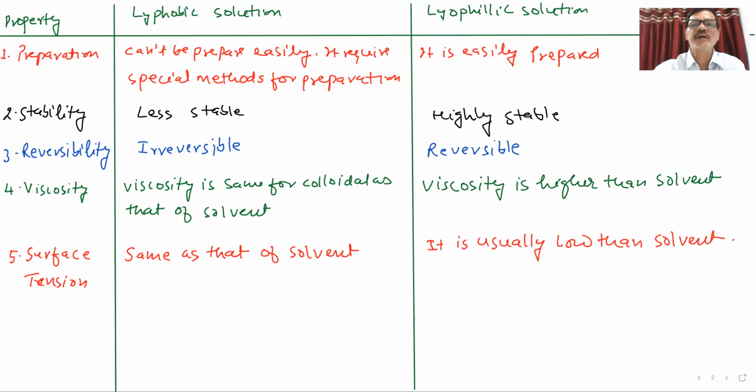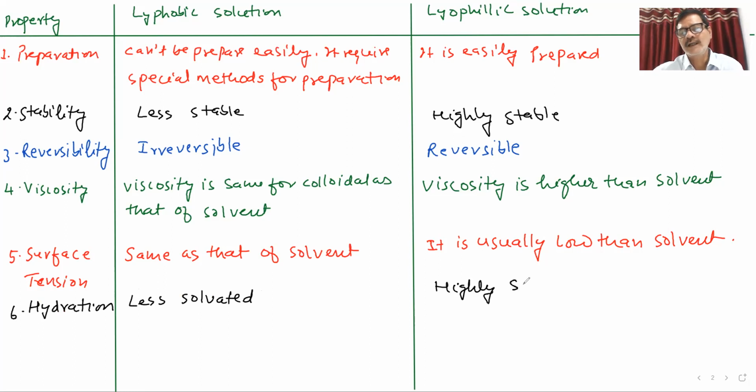After this, the next point of difference is the sixth point, that is the hydration. So here this is less solvated. Highly soluble.